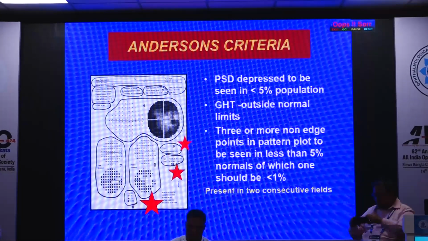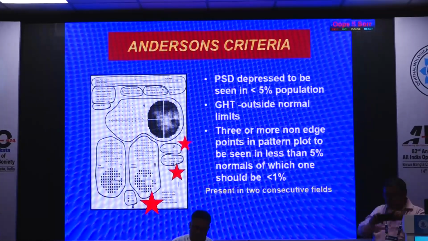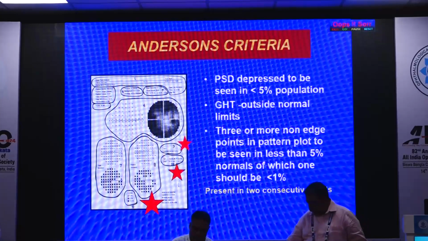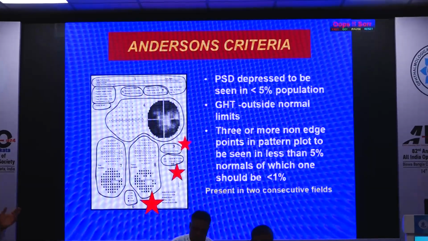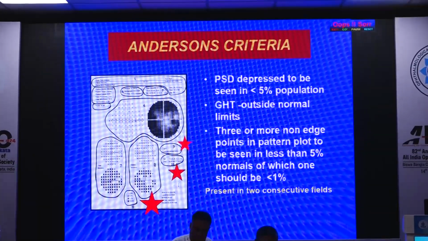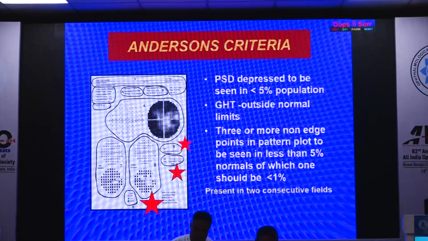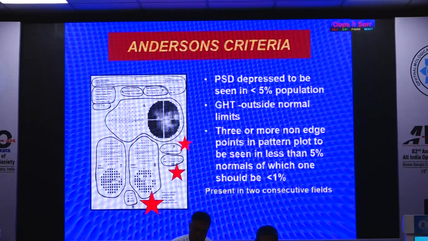Anderson's criteria is one of the most widely used criteria to define whether the field is abnormal or not. PSD depressed, to be seen in less than 5% of the population. GHT outside normal range. 3 or more non-edge points in the pattern plot to be seen in less than 5% of normals, of which one should be less than 1%. And it should be present in 3 consecutive fields.